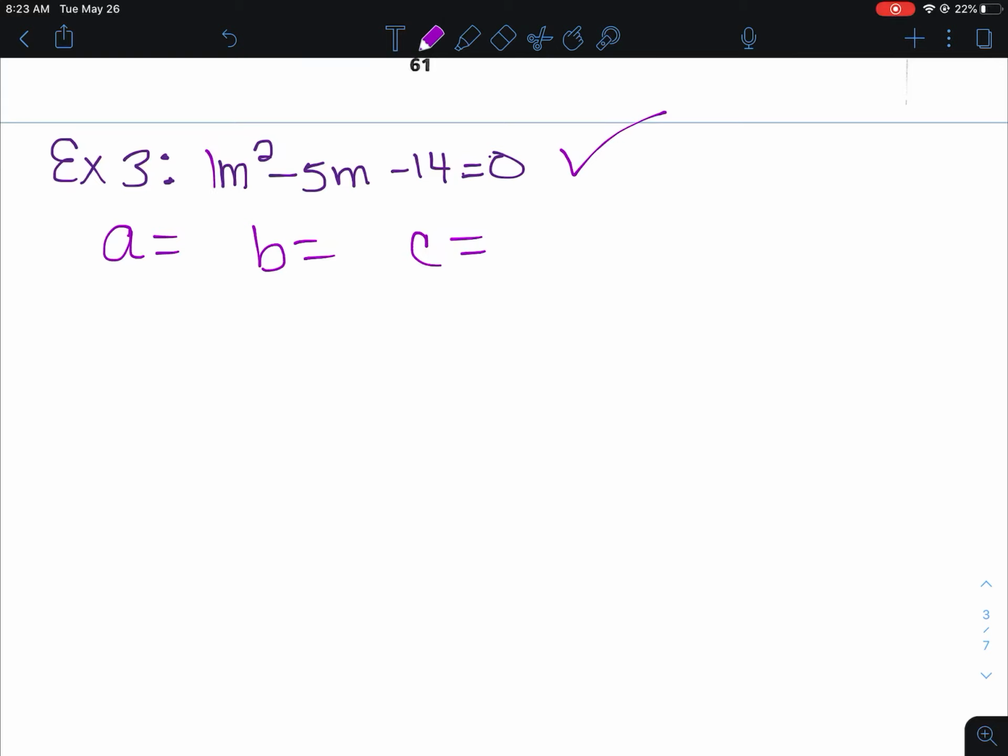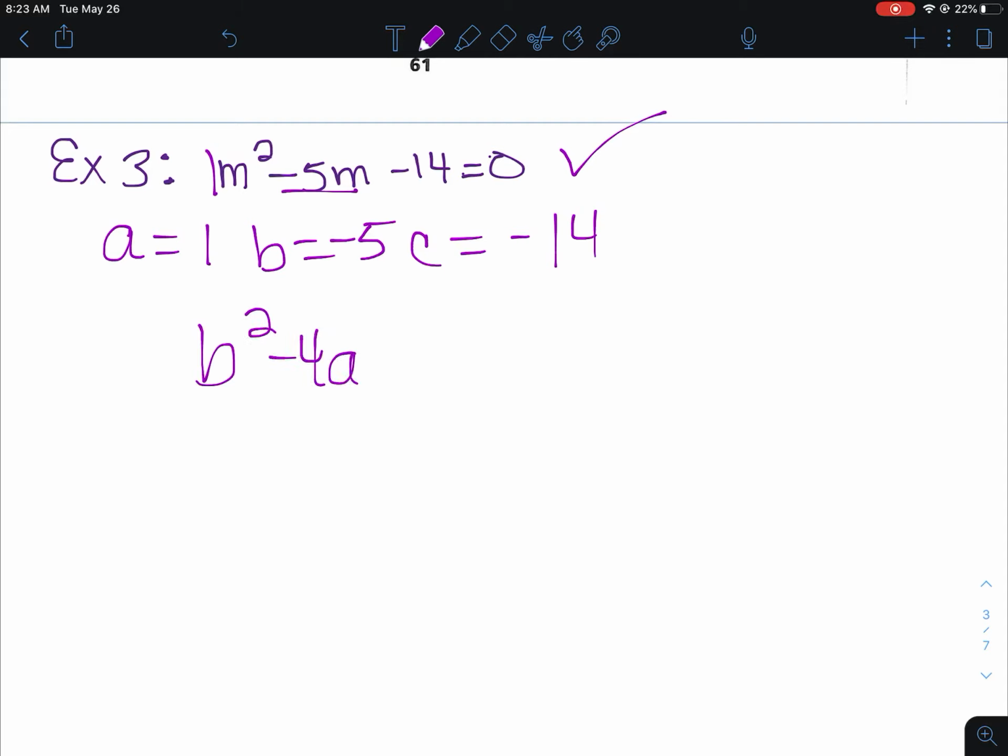Second, we identify a, b, and c. Well, a is the number in front of x squared, or m squared in this case. Here it's just a 1, so there's nothing written. B is the number in front of m, it's negative 5, and c is the number at the end, so the constant, which is negative 14.